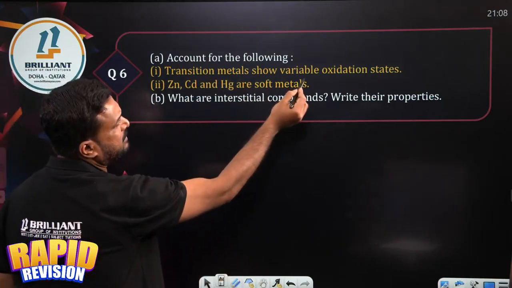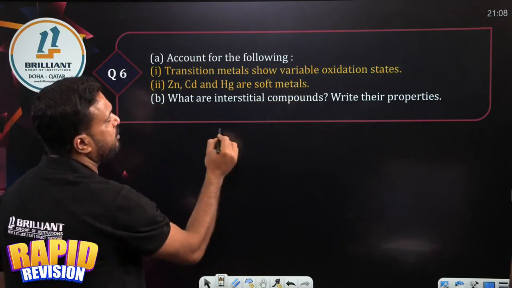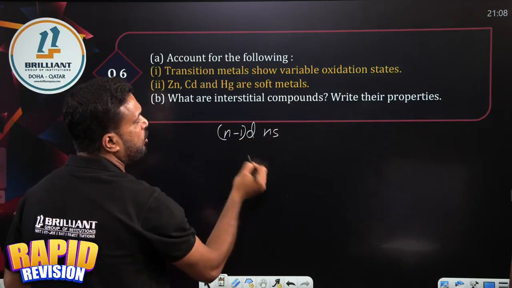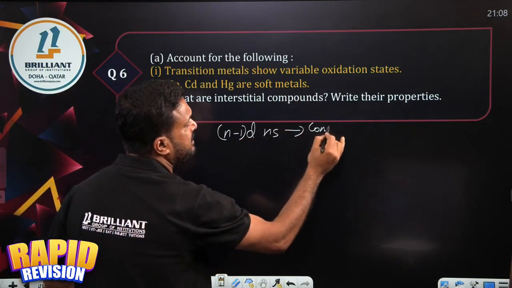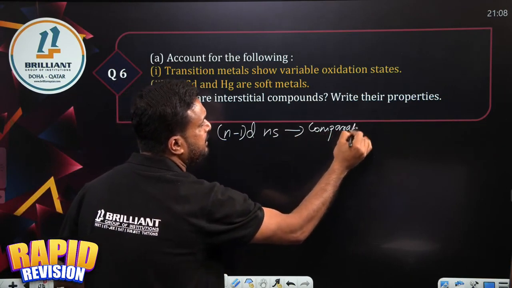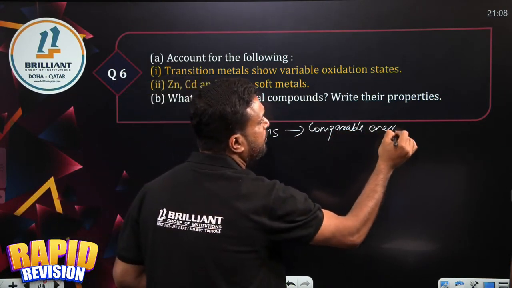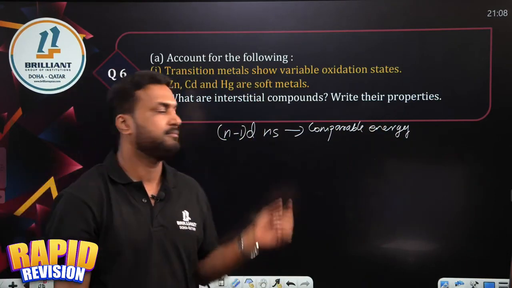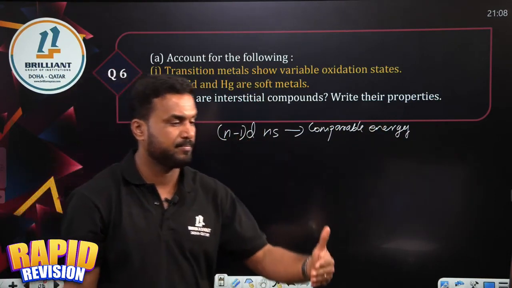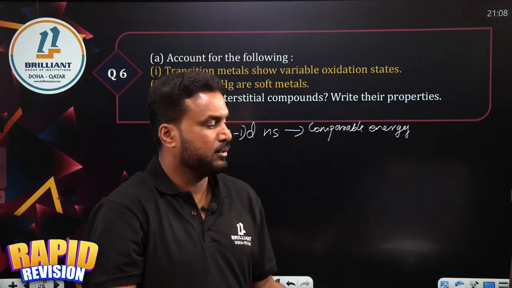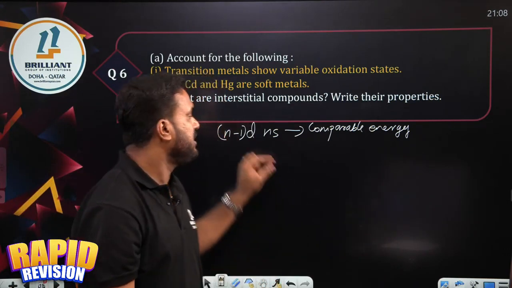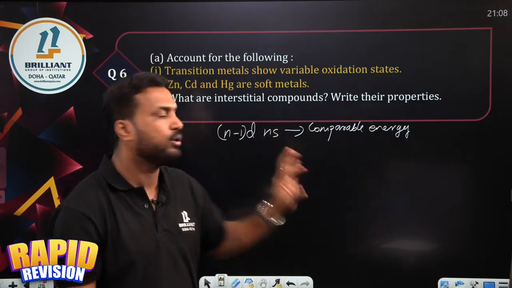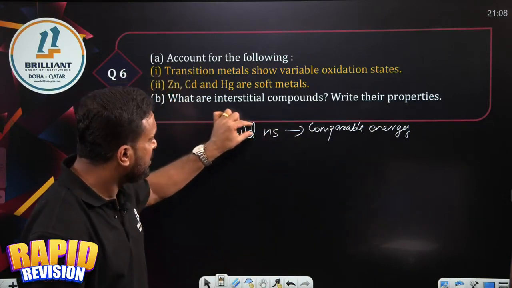You know, transition elements show variable oxidation state because (n-1)d and ns orbitals have comparable energy. Comparable energy means they have almost the same energy. So electrons can participate in reaction from (n-1)d as well as ns. Not unpaired electron, the energy between the ultimate and the penultimate. If you are saying like that, it's fine. Or you can write this way, (n-1)d and ns.